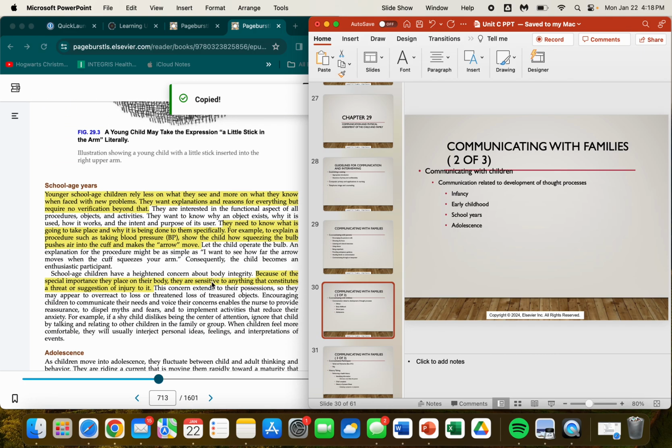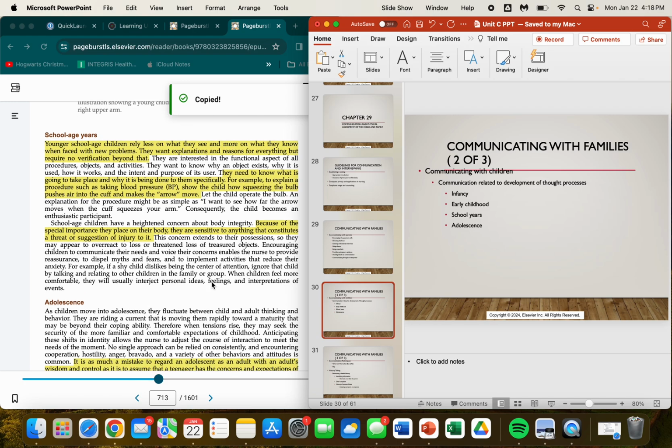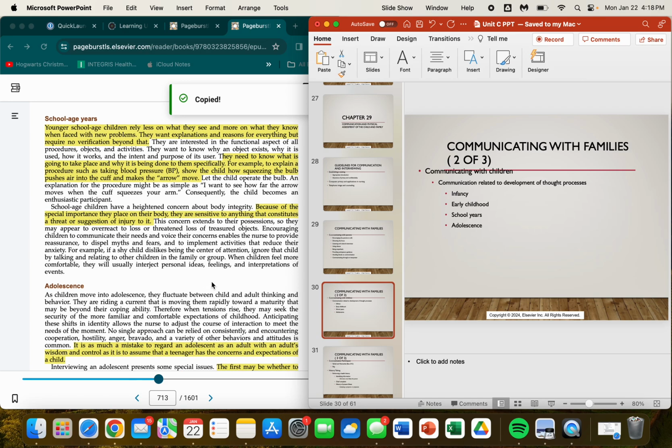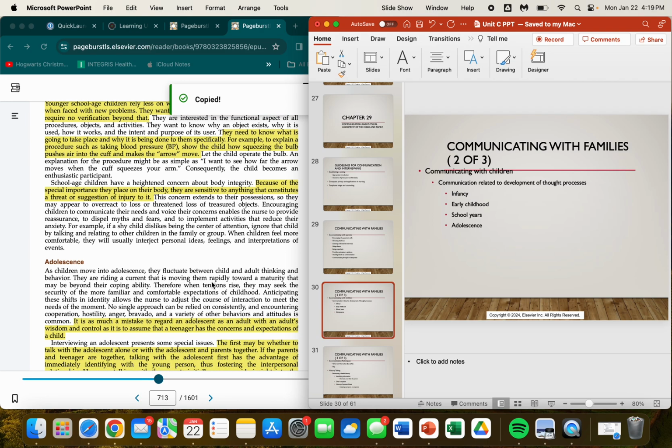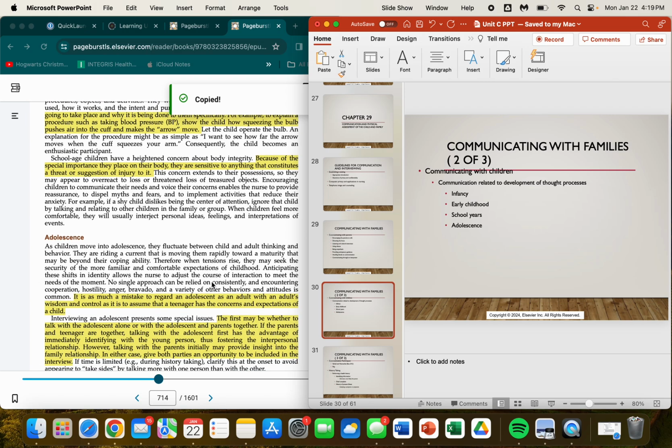When we're talking about school-aged kids, these kids rely a little less on what they see and more on what they know. They're old enough to know, hey, if I get a shot, it's going to hurt. So usually when you get to this age, we can explain and give a rationale for everything. They can understand that whenever we take a blood pressure, it's going to squeeze for a minute. It may hurt, but then it's going to go away. Show them how things work. Let them understand that this may hurt for a moment, but the pain should go away, depending on what it is that you're doing.